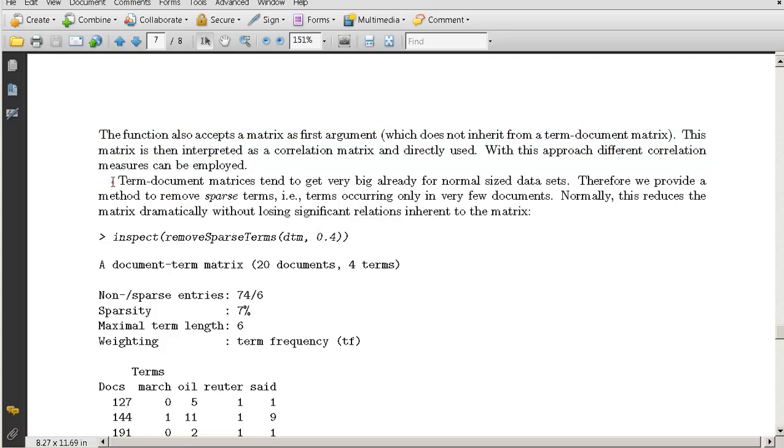Okay, next he says the term document matrices tend to get very big, even just for small or normal sized data sets. Therefore, we provide a method to remove the sparse terms. So which terms don't occur often? Not occurring often means they don't occur in many documents. So terms occurring in only a few documents, we might want to remove them. Normally this reduces the matrix dramatically without losing significant relations inherent to the matrix. So we don't lose too much.